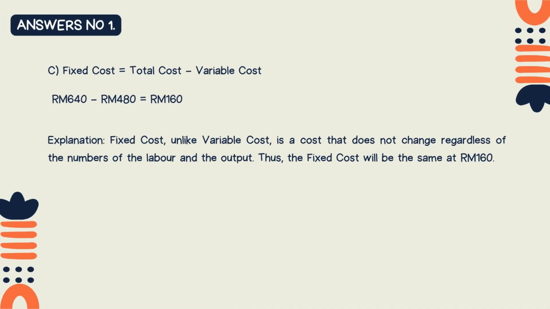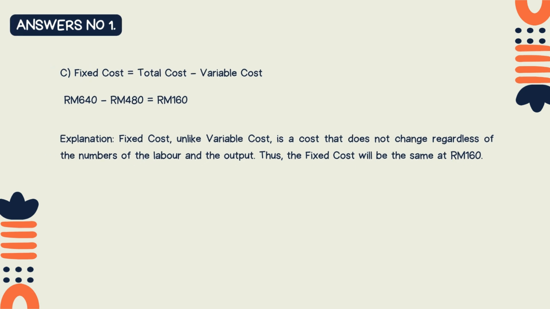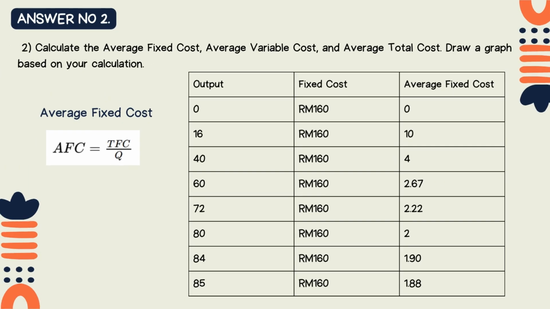For C, we are required to find the fixed cost. Fixed cost is equal to total cost minus the variable cost. Fixed cost, unlike variable cost, is a cost that does not change regardless of the number of barbers or the output. Thus, the fixed cost will be the same at RM160. Now let's dive deeper into question number 2.